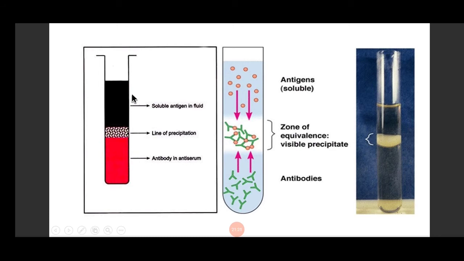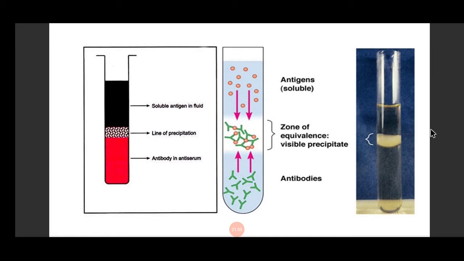We have taken antibody, we have poured antigen in it, and at the junction of antigen and antibody, there will be a line of precipitation. This is at the zone of equivalence, where the concentrations of both antigen and antibody are optimum. I mean, antigen will diffuse from here to here, antibody will diffuse from here to here. They will meet at a point where the concentration is optimum. At the zone of equivalence, they will form a precipitate. This is the simplest form of antigen-antibody reaction, a precipitation reaction.